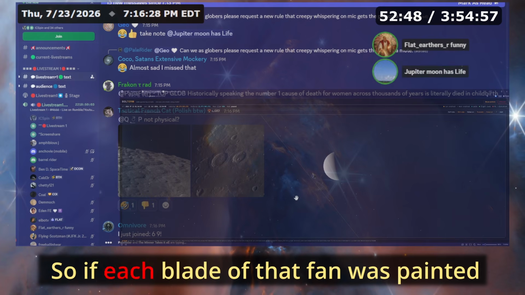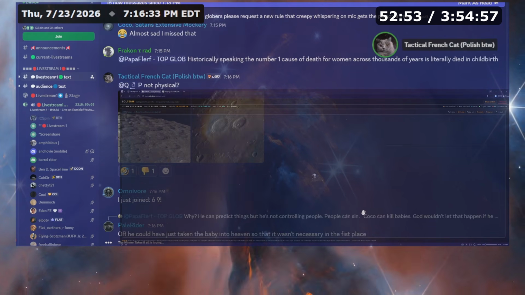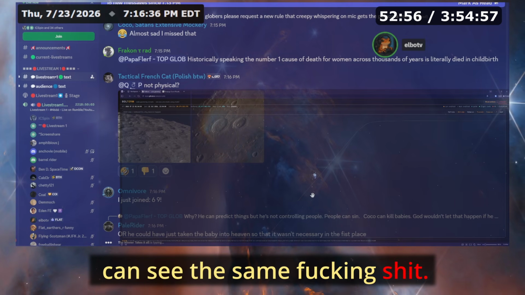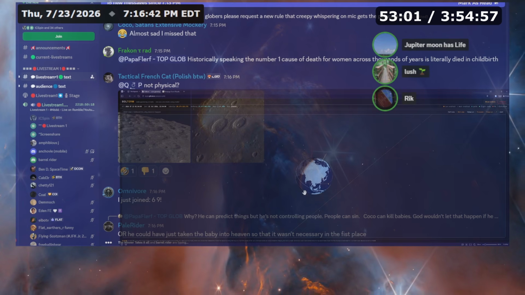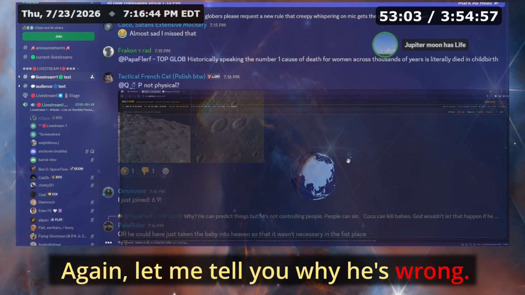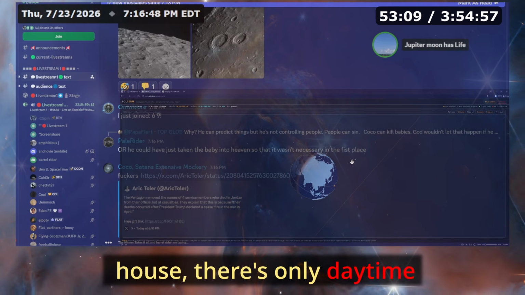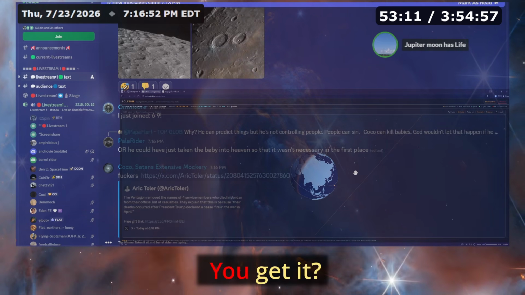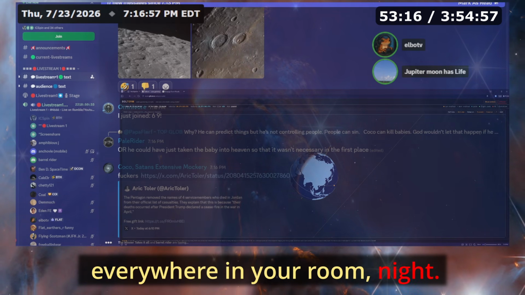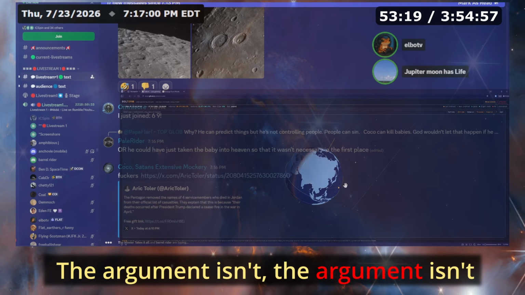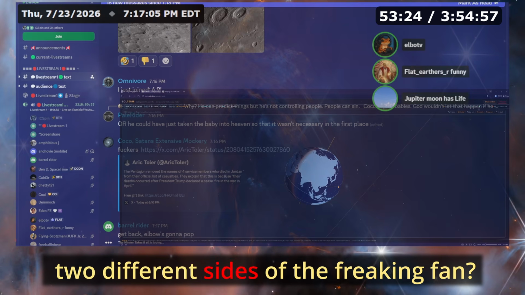All right, so if each blade of that fan was painted a different color, you guys would be seeing two different things. You will see the same thing just turned around. No. You won't see the edges of the fan that point away from you. Again, let me tell you why he's wrong. This is real simple. When you're looking at the fan in your house, there's only daytime or there's only nighttime. Everywhere in your room is either day or everywhere in your room is night. Hold on. The argument isn't whether it's dark or day. The argument is why are you not seeing two different sides of the fan?